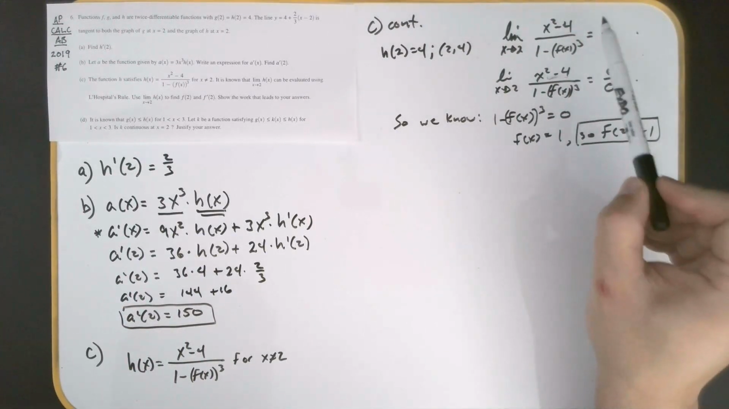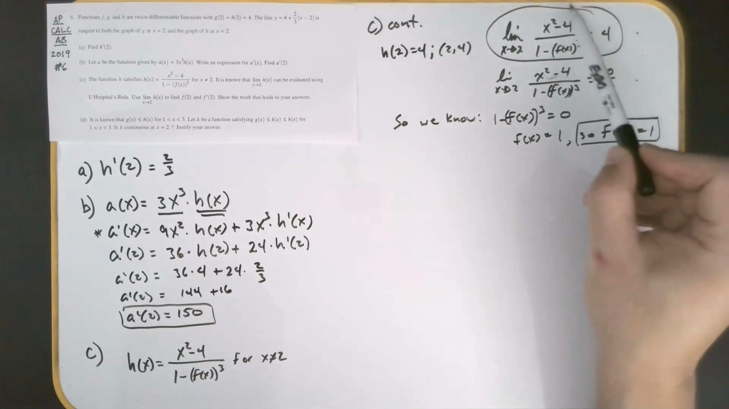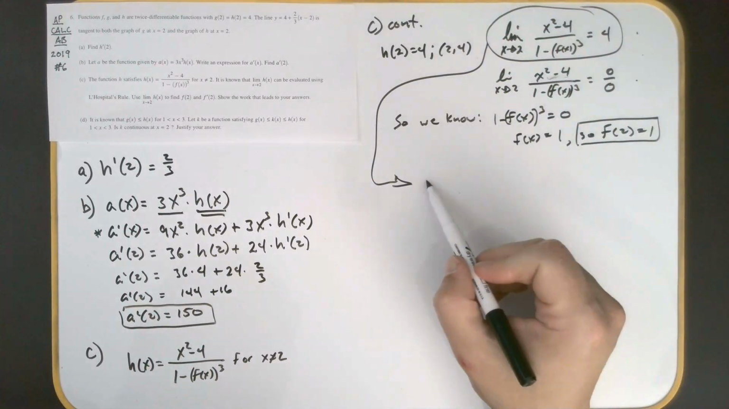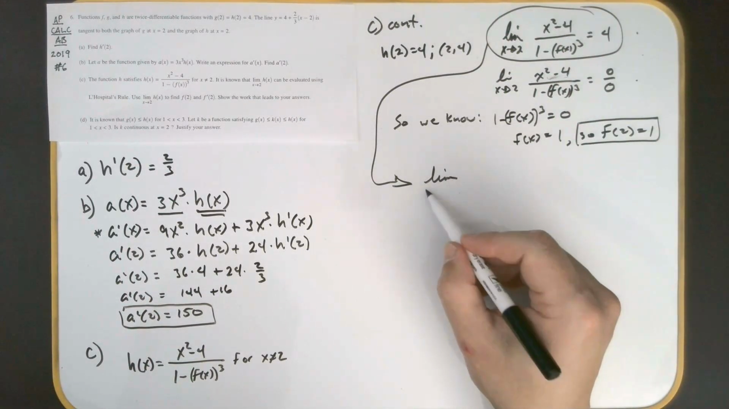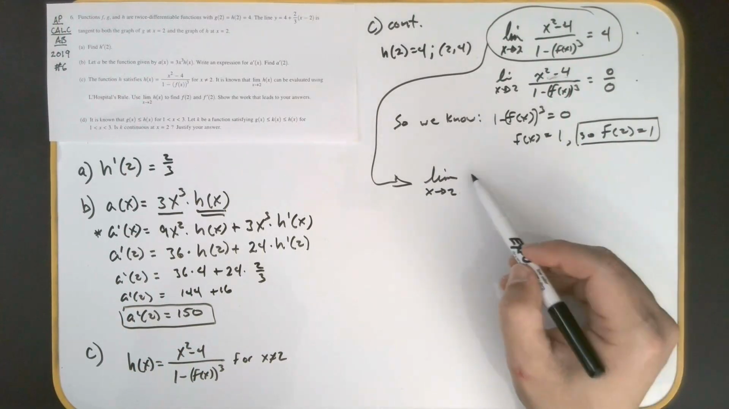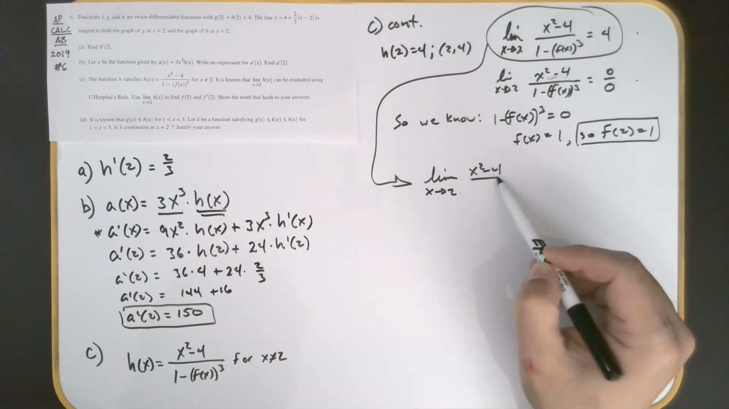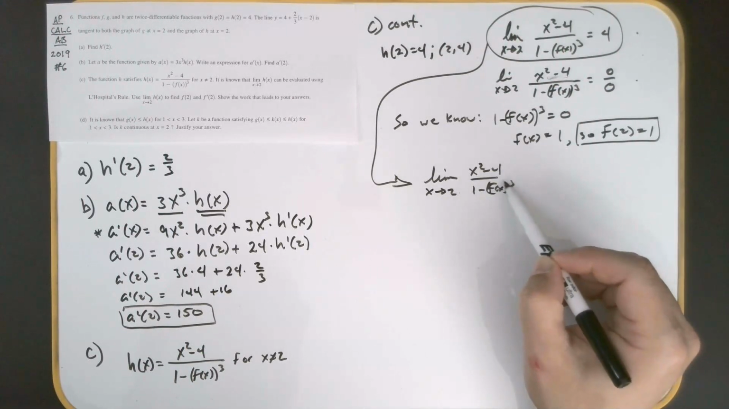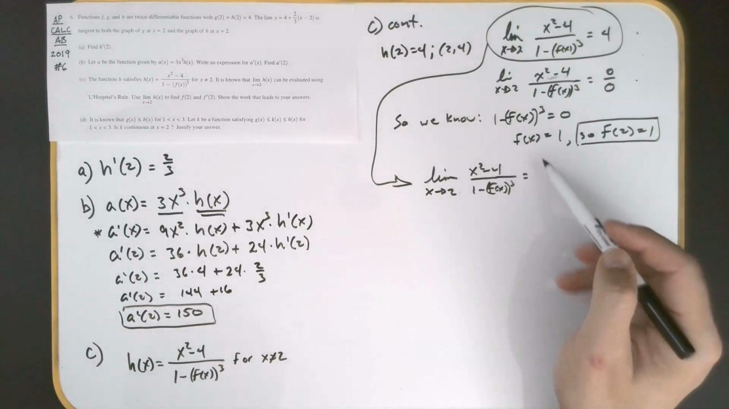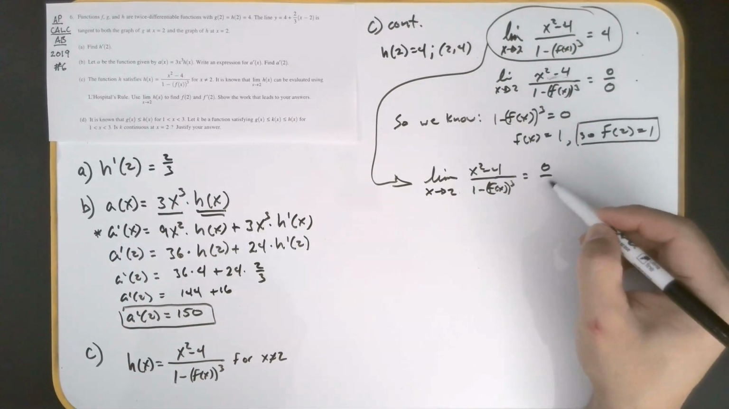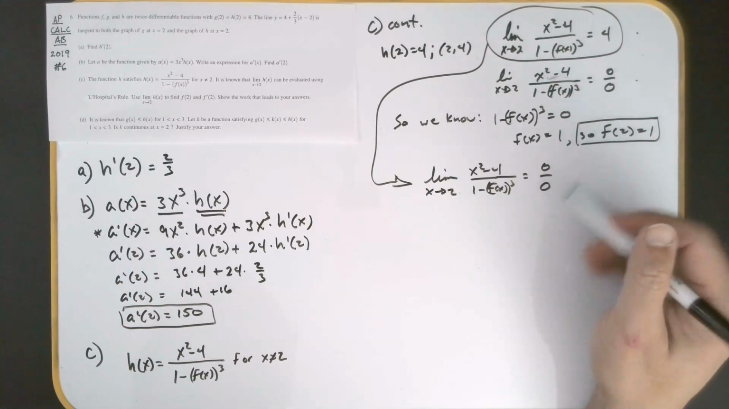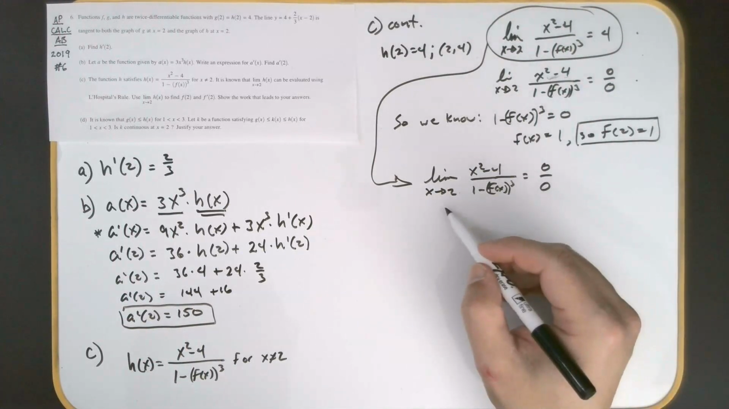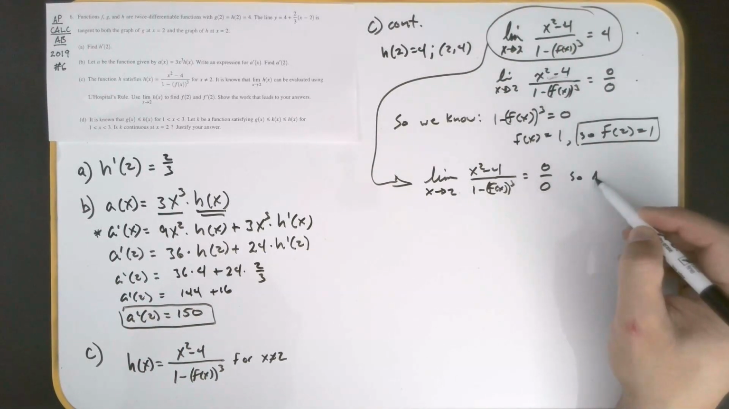What I want to do is go back to the beginning and kind of play dumb. And let's try it here. So if I say the limit as x approaches 2 of x squared minus 4 over 1 minus f of x, and that is cubed, okay? I know that that's going to be indeterminate. Well, if that's going to be indeterminate, L'Hopital's rule is going to work. So I'm actually going to do L'Hopital's rule. So after this step right here, I'm going to apply L'Hopital's rule.